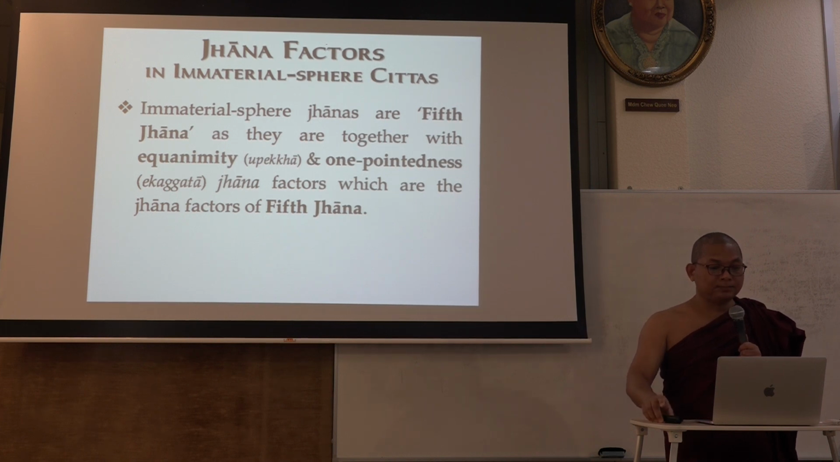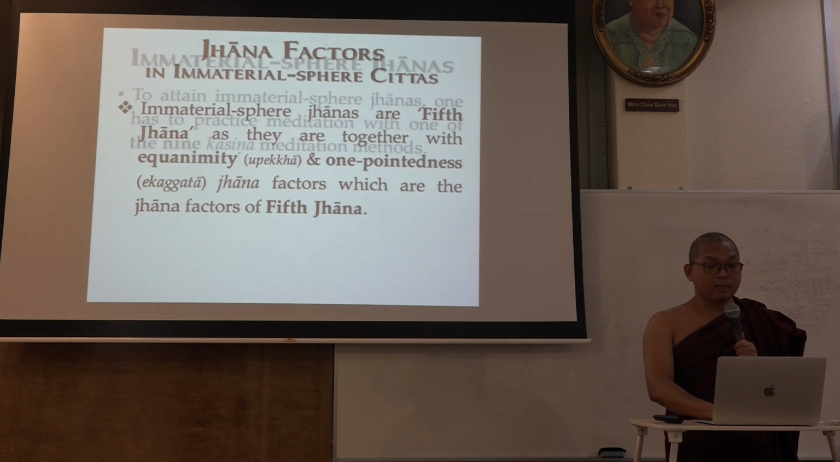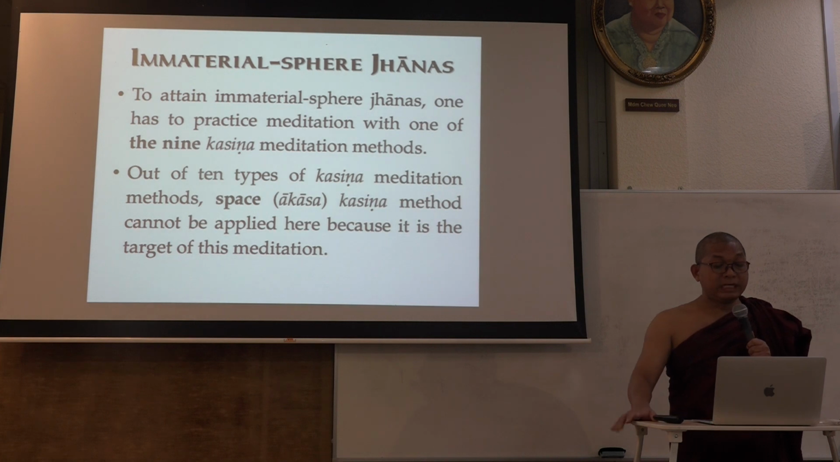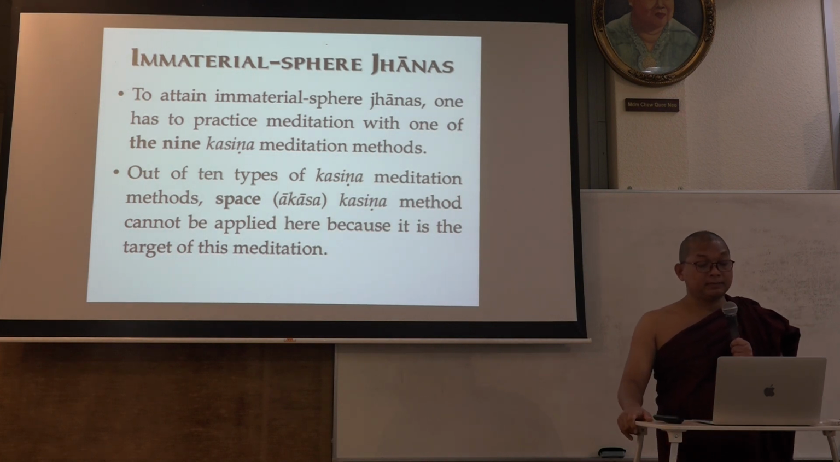Okay, so only two jhana factors in arupa cetas, equanimity and one-pointedness. To attain immaterial sphere jhana, one has to practice meditation by using 9 kasina meditation objects. We have 10 kasina meditation objects. So you cannot practice the space kasina meditation object if you want to attain arupa jhana. You can use the other 9 kasina meditation objects.